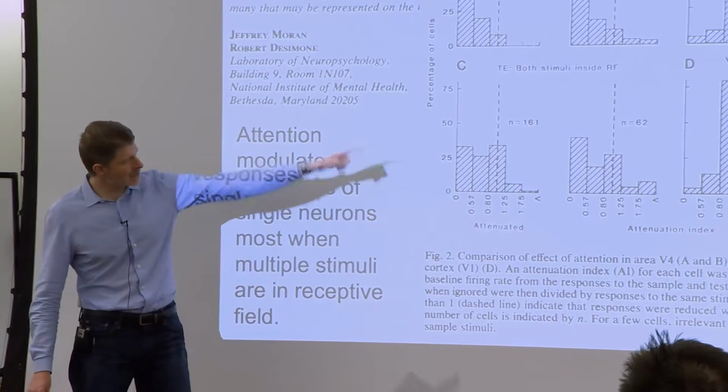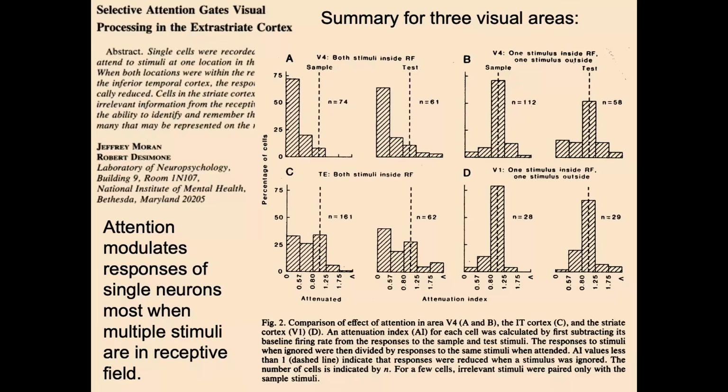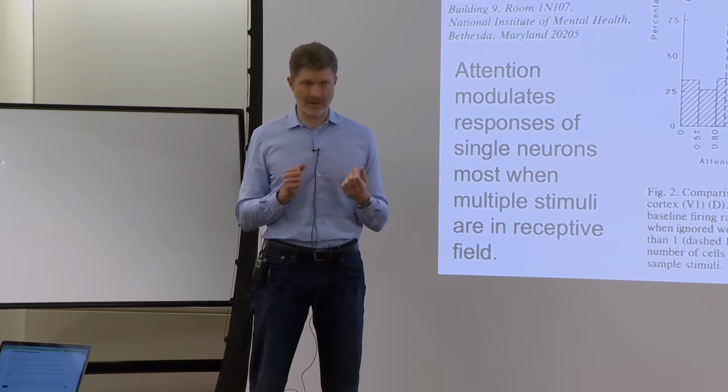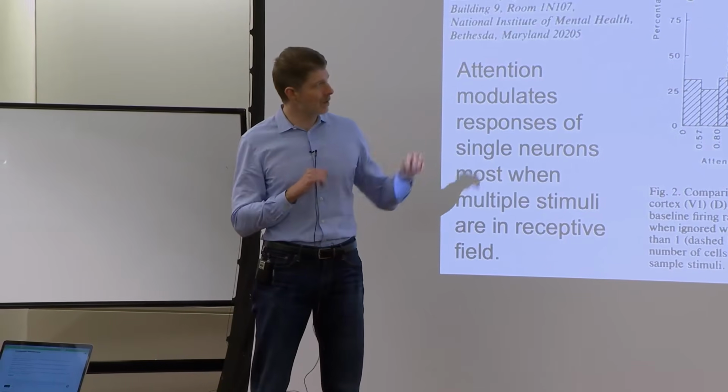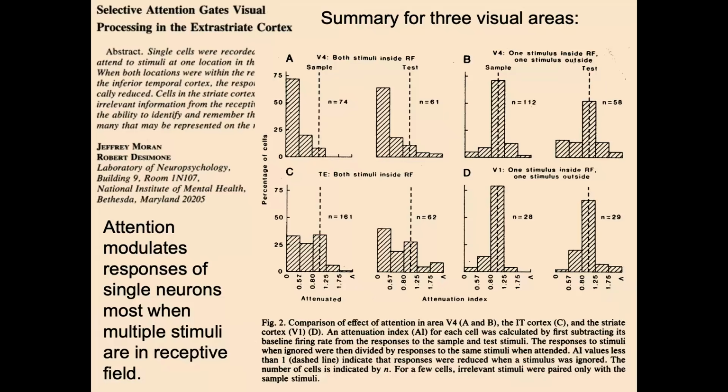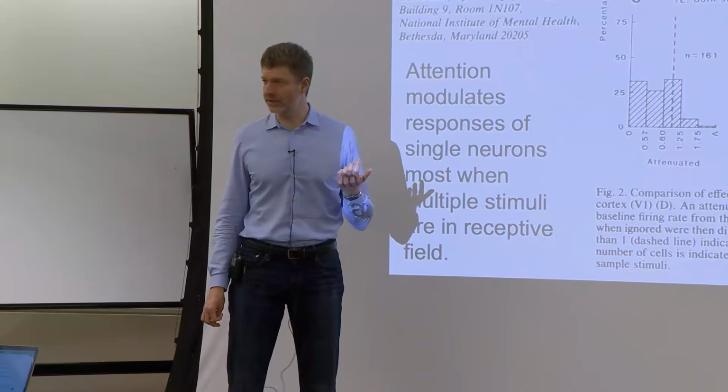Okay? They also did the experiment measuring responses from neurons in V1. That's panel D. Now in V1, the receptive fields are very small, and so you can't really fit two stimuli inside the receptive field very easily. So they only did the condition where one stimulus was inside and one was outside. Okay? And there again, the histogram is peaked kind of at 1, indicating that you can't really get much attentional modulation in V1.